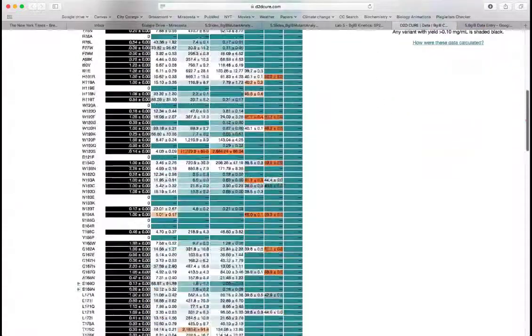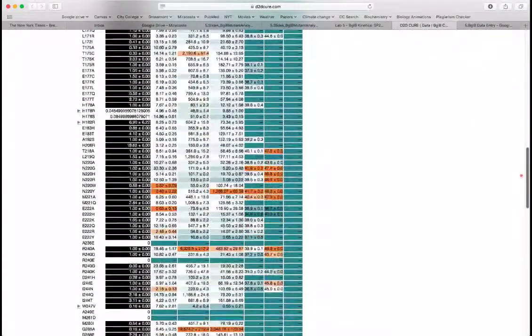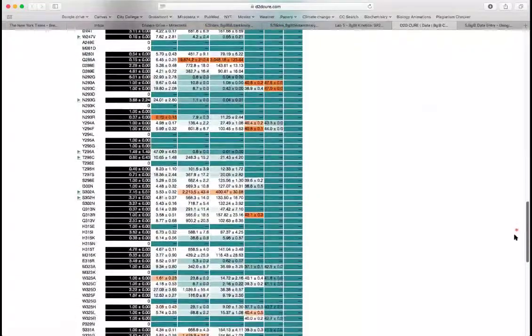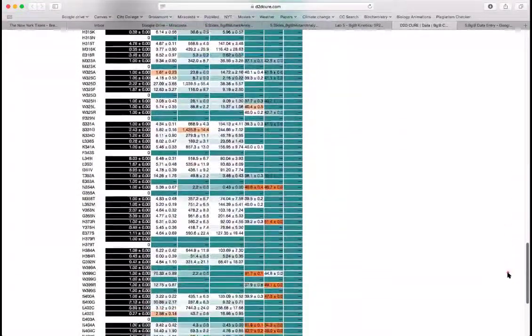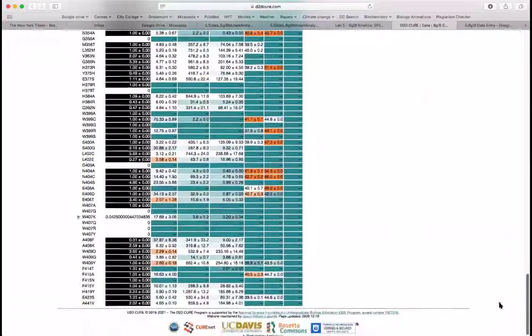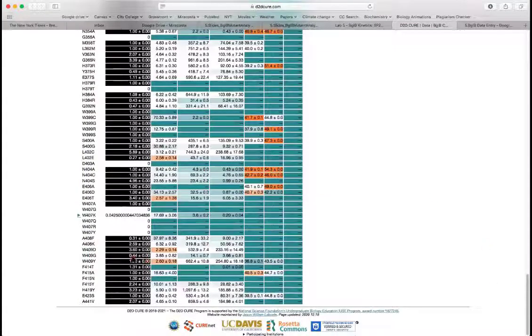And remember, the site that I was interested in is W409, that tryptophan at position 409. Let's look at what we have here. We have W409. So other people think that's an interesting amino acid also. All right, so that's good. There's W409D.